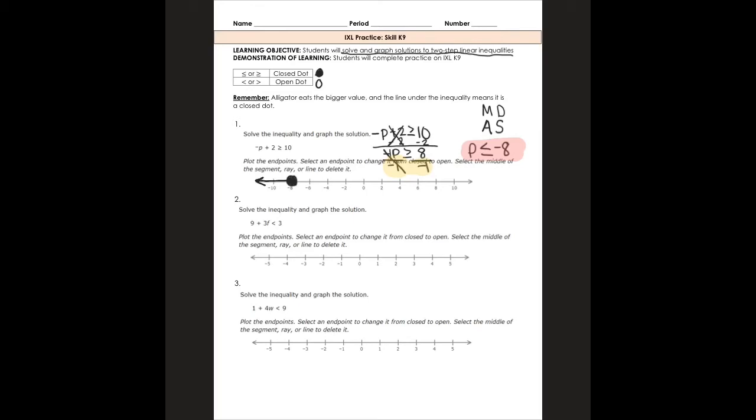Number 2, we have 9 plus 3f is less than 3. So I'm starting with the side that has the f, and I need to subtract 9 from both sides because this is adding 9. So subtract 9 from both sides. The 9's cancel out, and I get 3f is less than 3 minus 9. 3 minus 9 is negative 6.